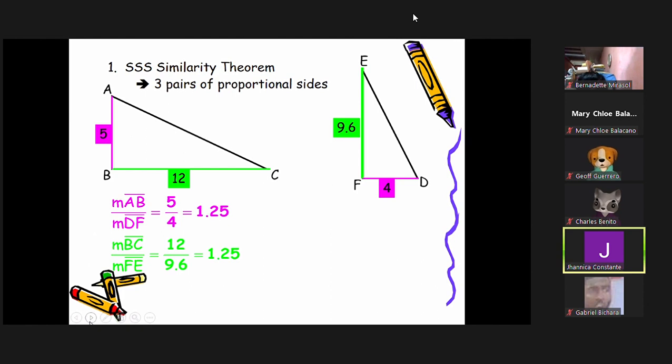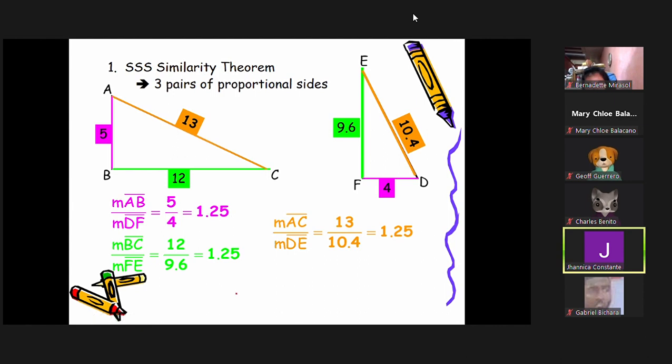So natitira na lang is the side AC and side ED, for us to clearly say that these two triangles are congruent. So let's say that side AC measures 13, side ED measures 10.4. So if we get the quotient, 13 divided by 10.4 is equal to 1.25.